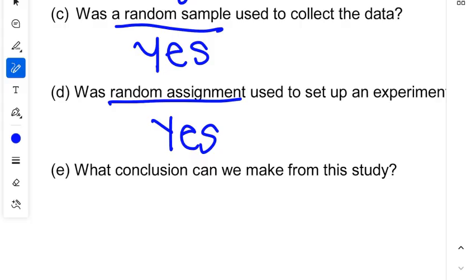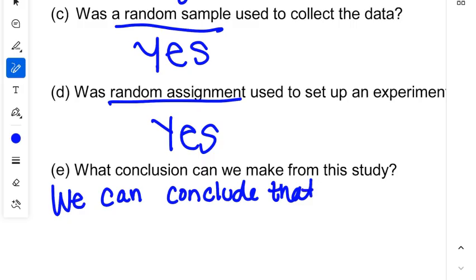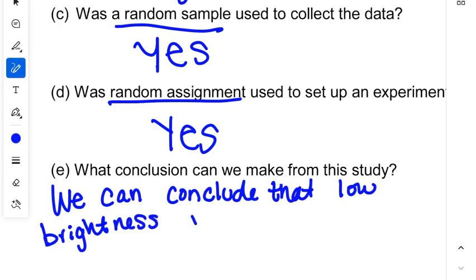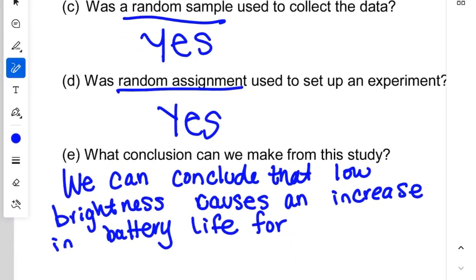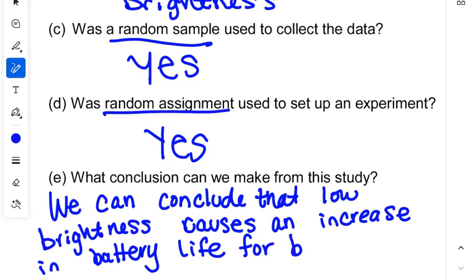Okay, so an inference can be made, but we're actually going to make that inference. So this is what I wrote. We can conclude that low brightness, we could put, causes an increase in battery life for what? What is our population? Brand new iPhones.